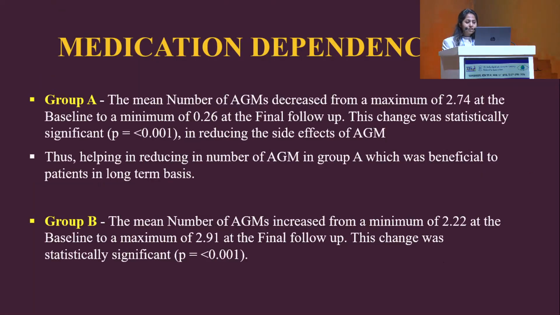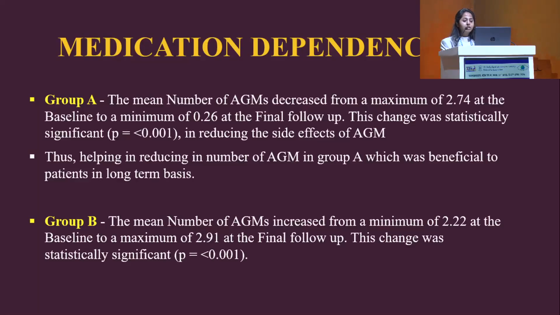Medication dependency. In Group A, the mean number of AGMs decreased from a maximum of 2.74 at the baseline to a minimum of 0.26 at the final follow-up. This change was statistically significant in reducing the side effects of AGM. Thus, reducing the number of AGMs in Group A was beneficial to patients on a long-term basis.